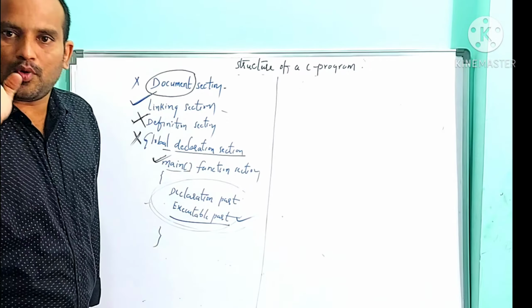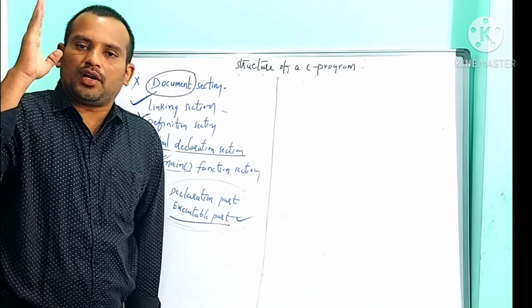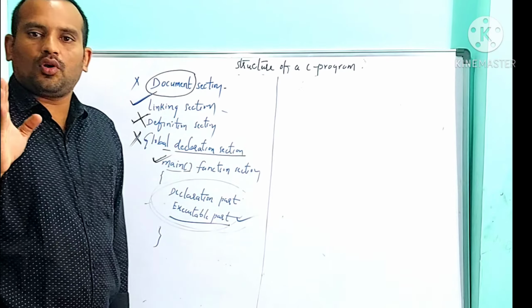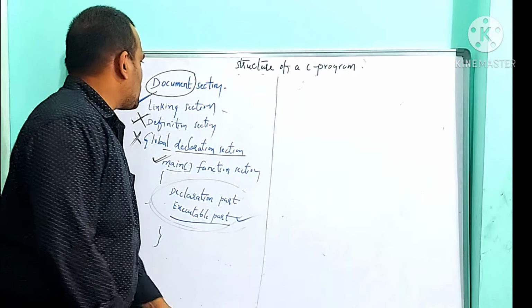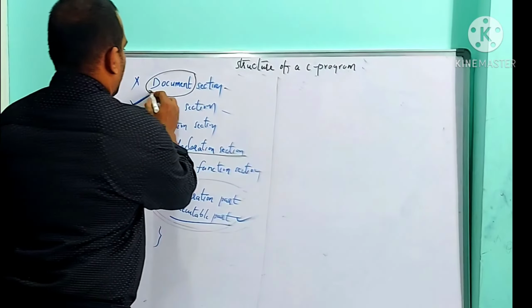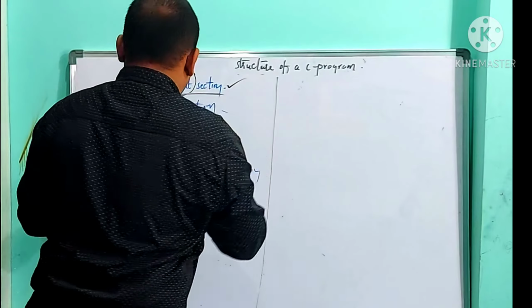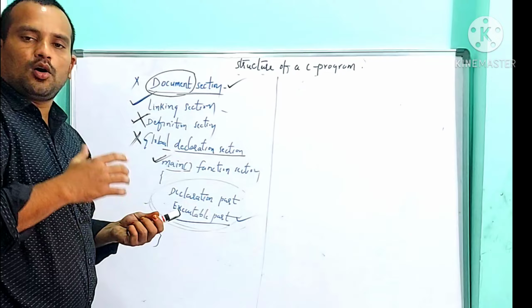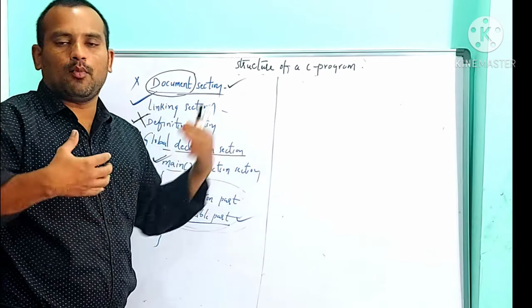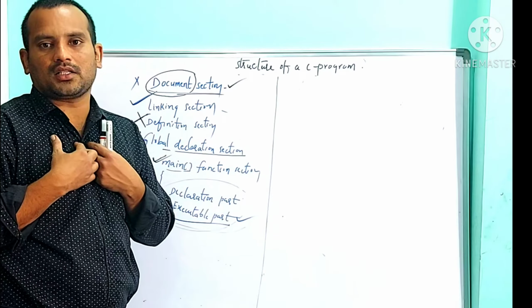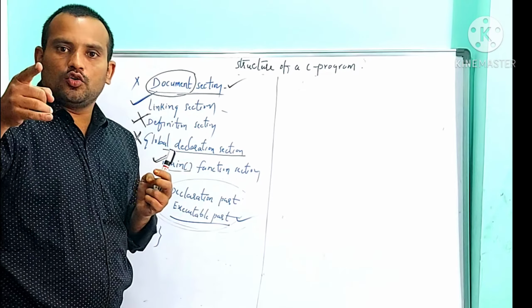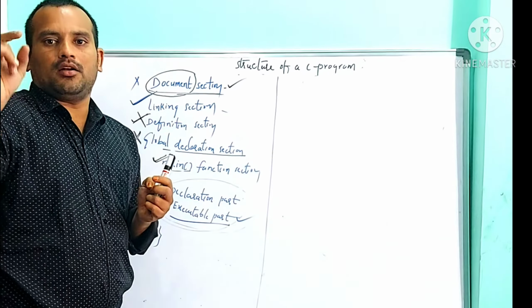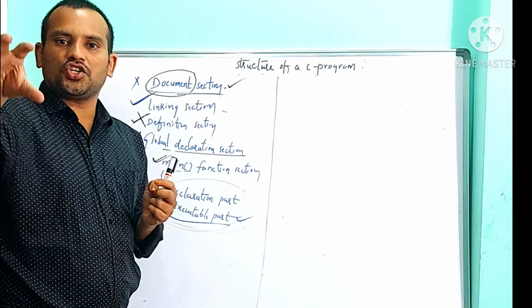If you want to write a program, every C program must follow the structure of a C program. So what is the structure of a C program? First one is the documentation section. I told you clearly, the documentation section contains documentation about the program and about the author. Author means the person who is writing the program. The documentation section is not mandatory, but it is recommended to use in every C program.